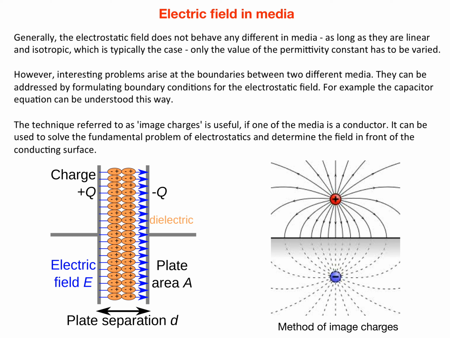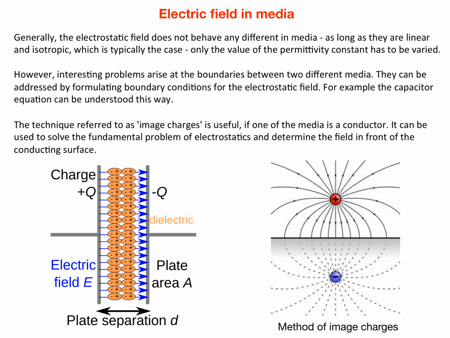Some classes of media are not linear and not isotropic. In that case, the permittivity constant is replaced by a space-dependent tensor. Such cases are not considered here. The situation becomes interesting at the boundaries between two different media. Changes that occur to the electric field at such boundaries can be addressed by formulating boundary conditions.